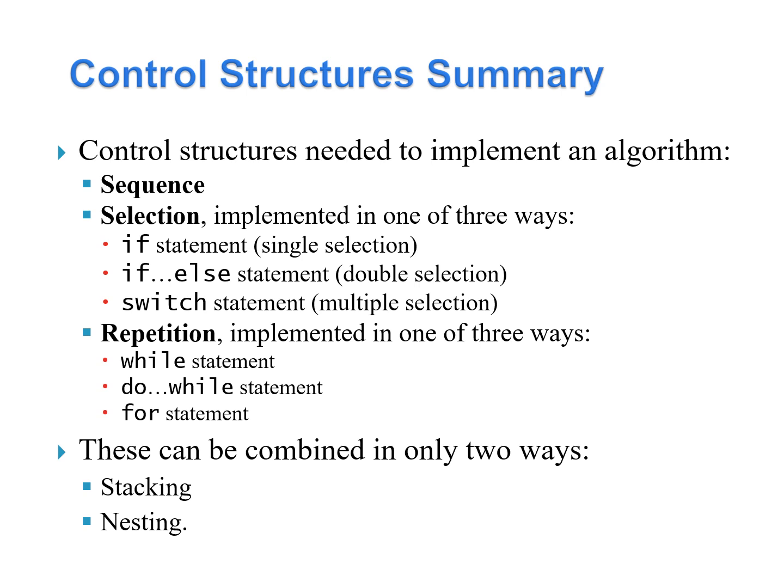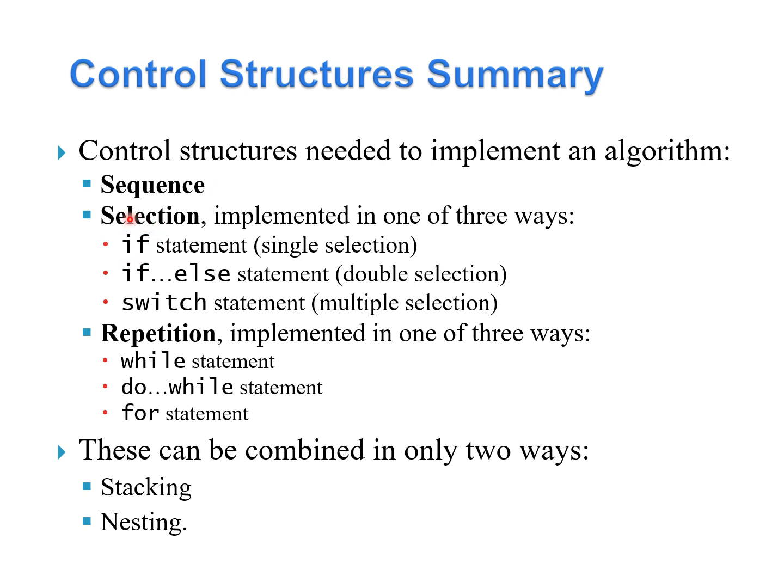At this point, we have covered all control structures supported in Java. Let's summarize them. First, recall that only 3 control structures are needed to implement an algorithm. They are sequence, selection, and repetition. The sequence structure is trivial. Simply list the statements to execute in the order in which they should execute.